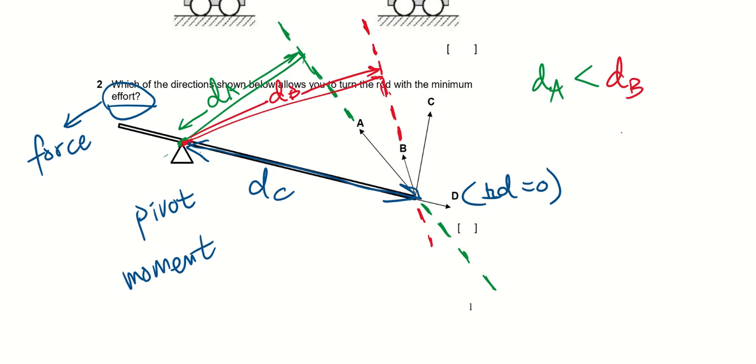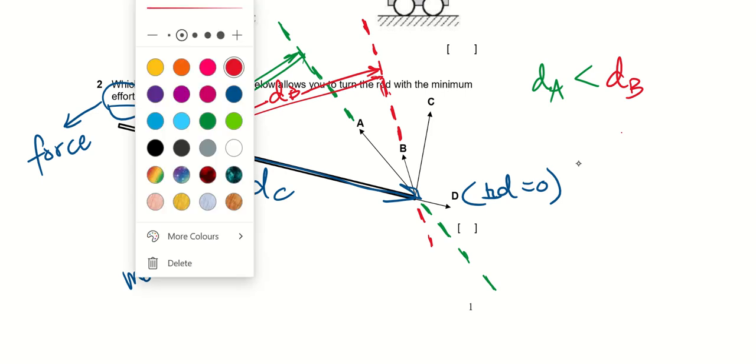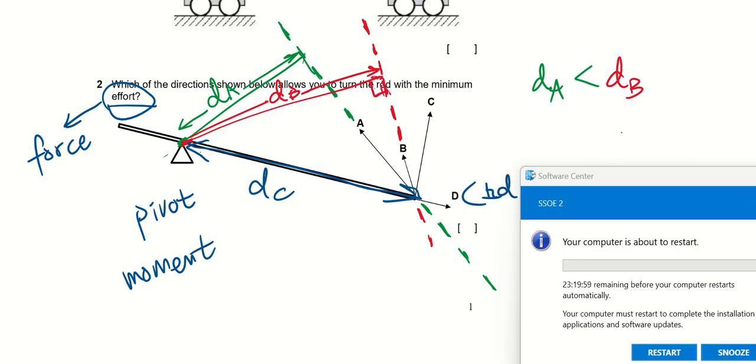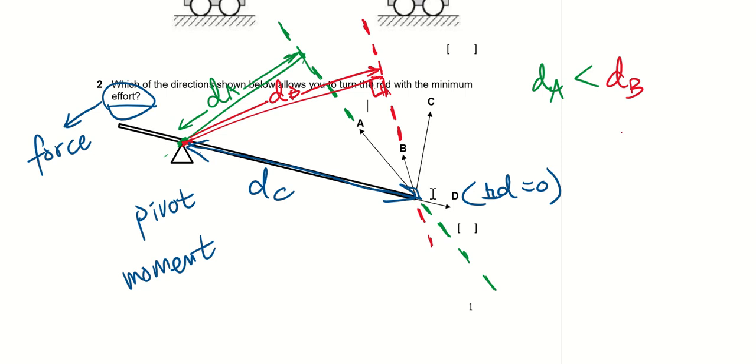Okay, how about C, the perpendicular distance of C? Imagine this is our right angle triangle. DC is actually a hypotenuse, so DC is definitely longest. So DC, the perpendicular distance of line of action of C to the pivot, is the longest.